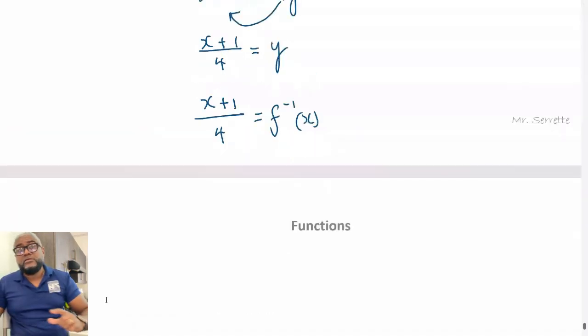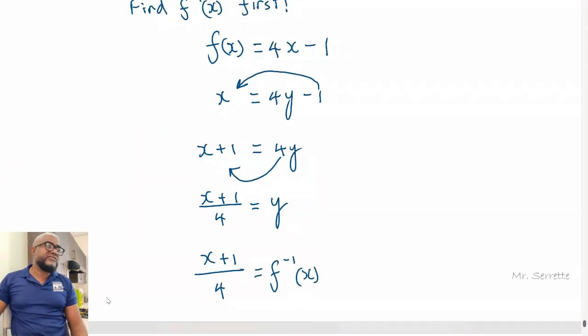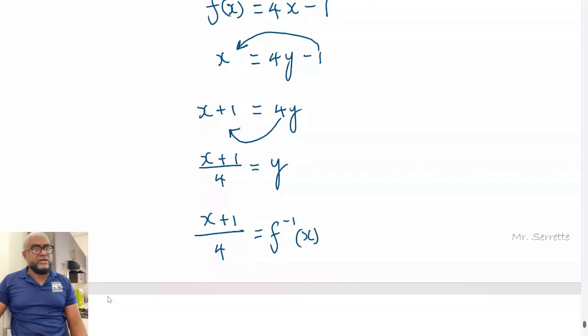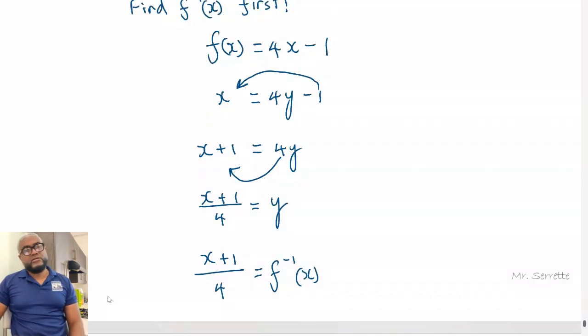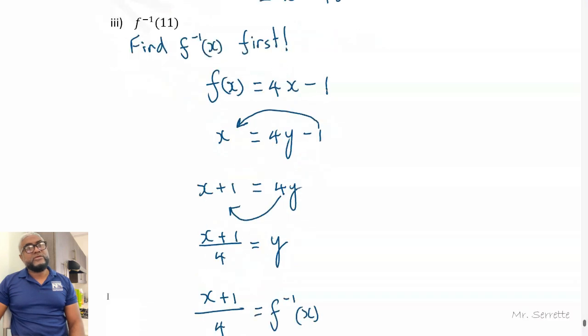Right, but the question then asks us to find the inverse, Rishana. What does the question ask us to find? What do you want to find? We say f negative 1 of 11. So what we need to do here, Rishana, talk to me.